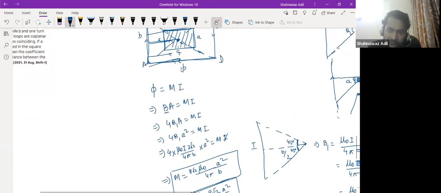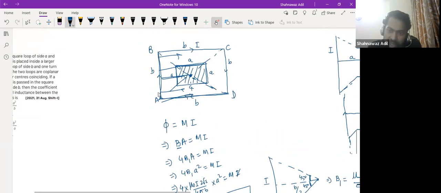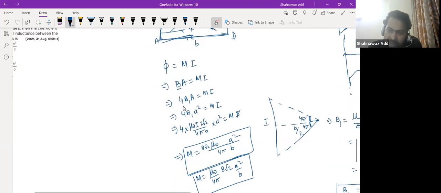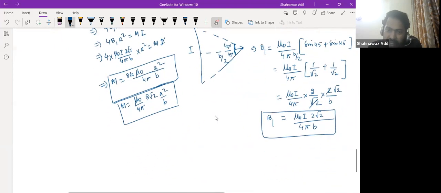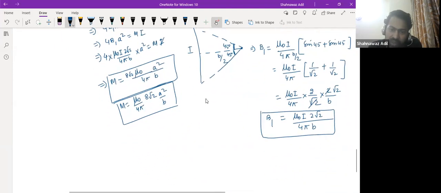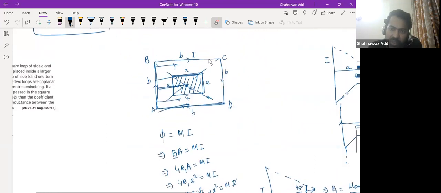And then there are four contributions of magnetic fields. One is this, the other one is this, and all these are the same. So we write it as 4B1, and then we calculate this B1, and then we put this value. So this way we can get this mutual inductance.